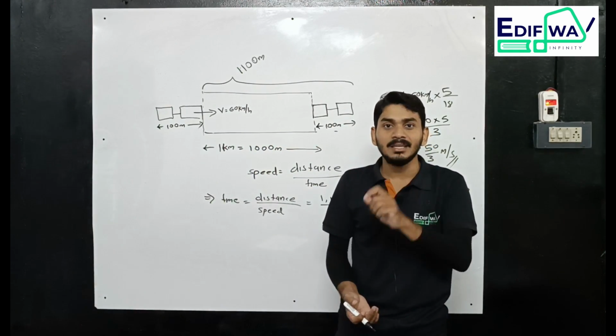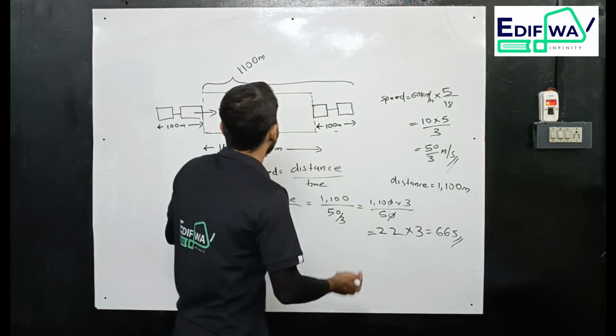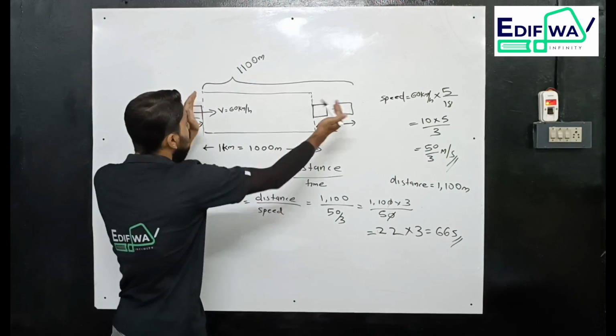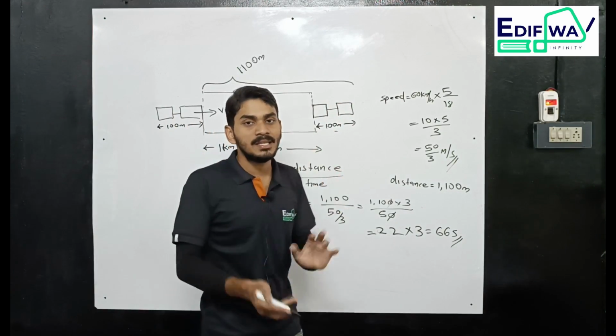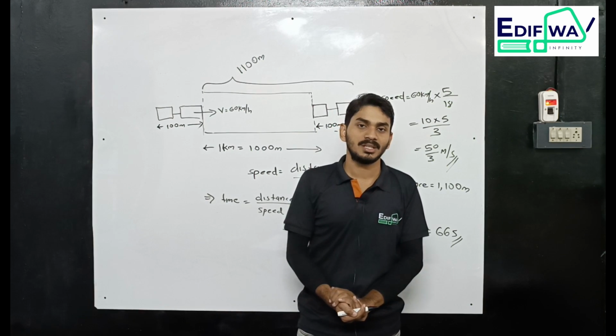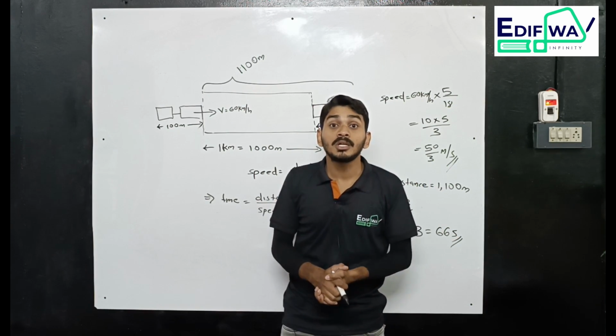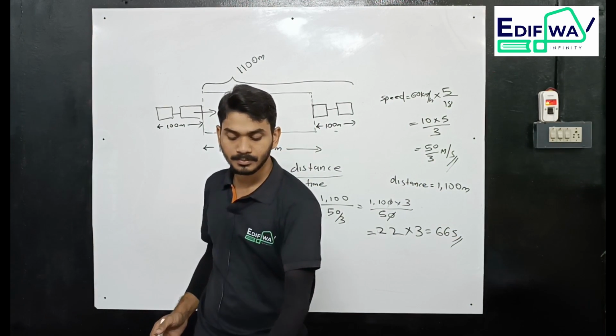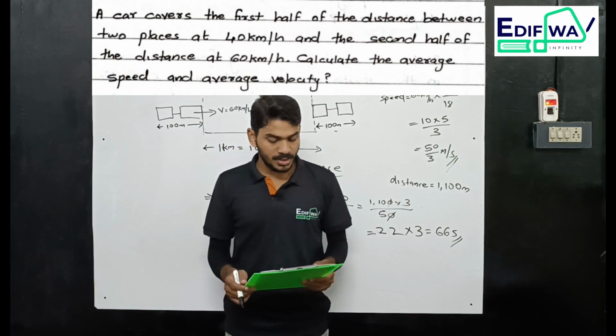The key of this question lies in finding the distance. If you got the distance, then the rest is easy because you know the basic equations. Clear? Now let's see what is our third question. Okay, here is the third question.